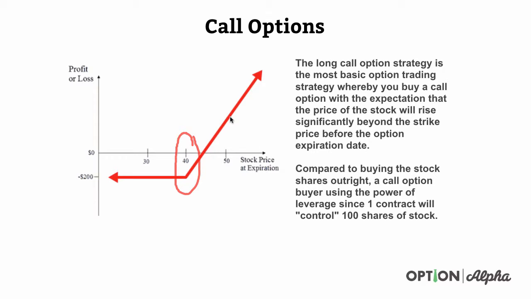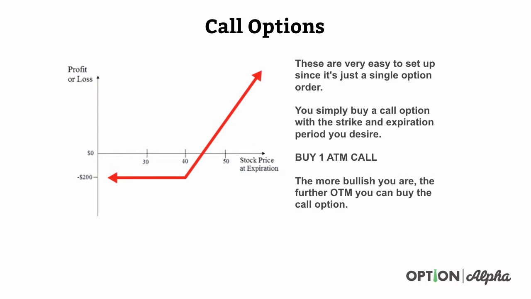Now, your expectation, obviously, is that the stock price is well beyond the 40 price at some time in the future before the expiration date. So if right now the stock price is, let's say, $30, you're hoping that it's beyond $40, because that's your strike price, and it's beyond that price point in the future for you to make money. Now, compared to buying the stock shares outright, a call option buyer uses the power of leverage that we've talked about previously, since one contract will control, or leverage, 100 shares of stock. So that's the benefit to doing this: we have power and leverage, and we can pick our points. We assume that maybe the stock is going to go higher than 40.